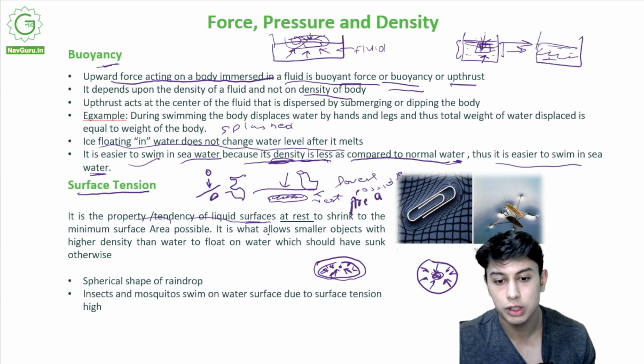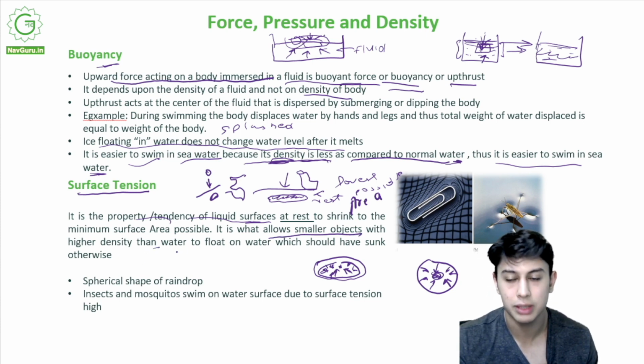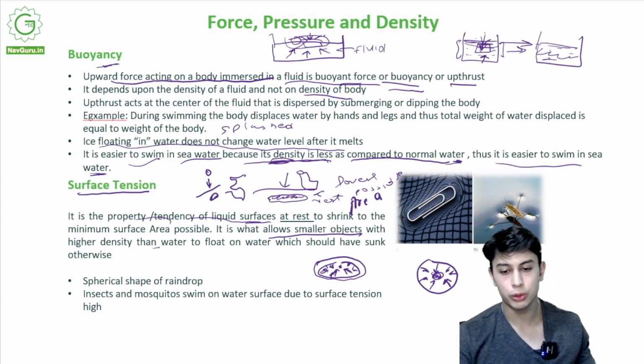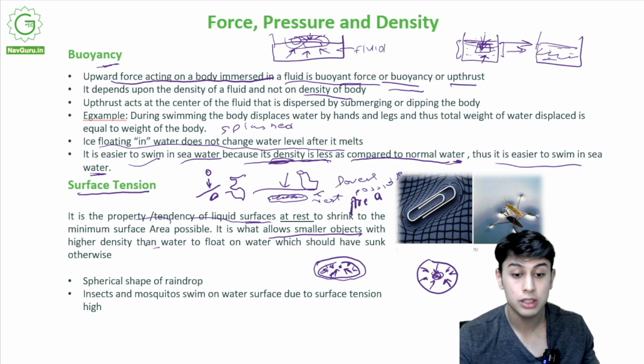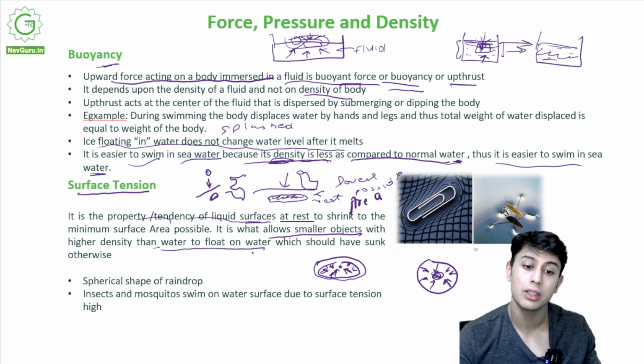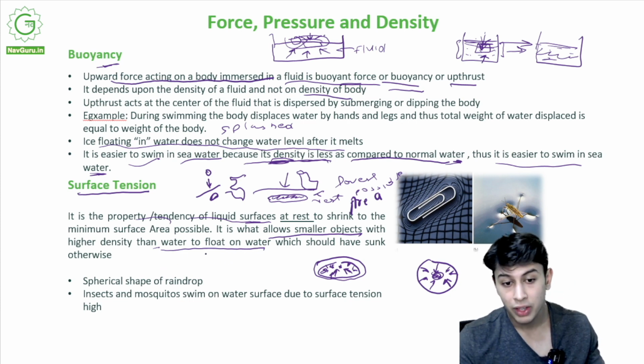Surface tension is what allows smaller objects with higher density than water to stay afloat. Now you know that if something has a higher density than water, it should sink. If something has higher density, it is a solid, it should sink. But why is it not sinking? This is due to surface tension. Why are we not sinking while swimming? A lot of things: surface tension, buoyancy, density.